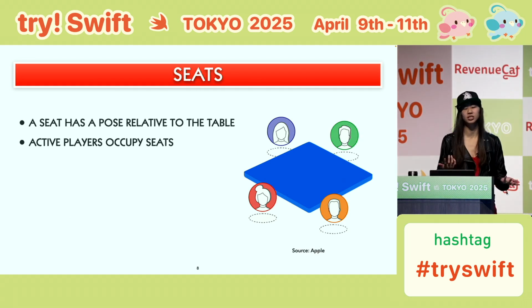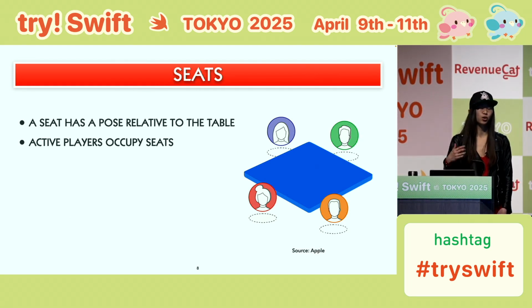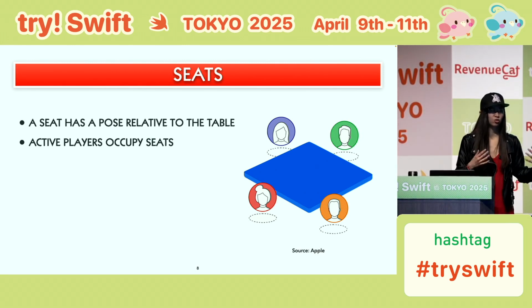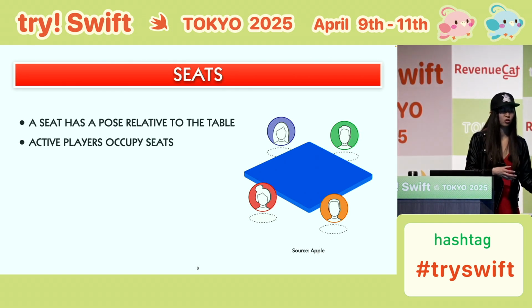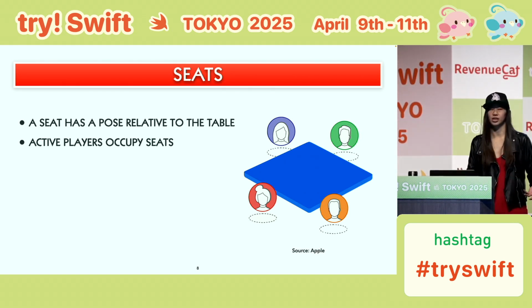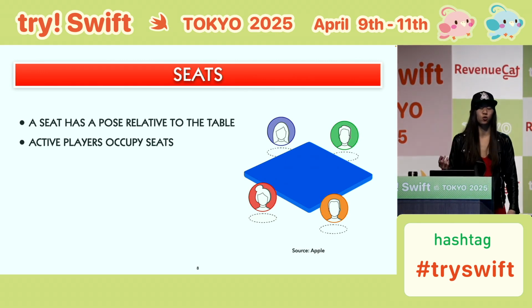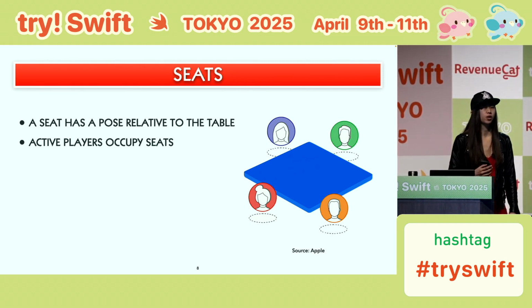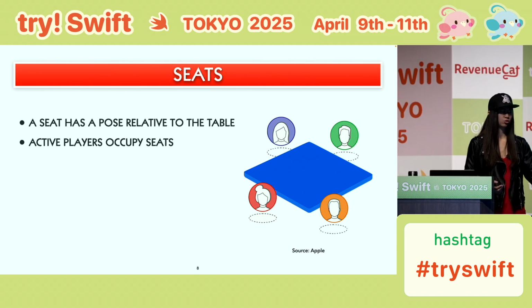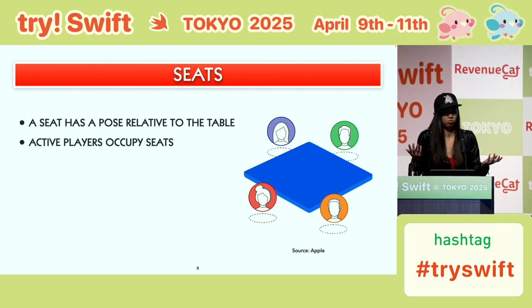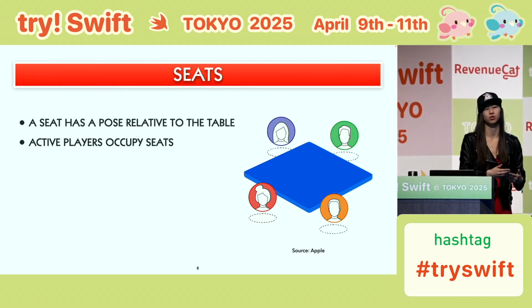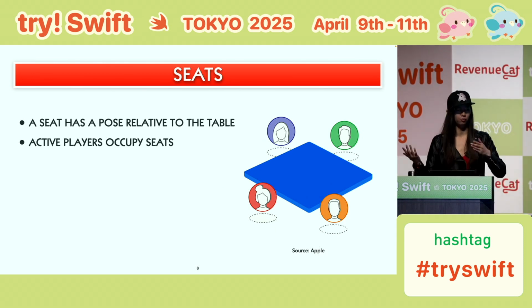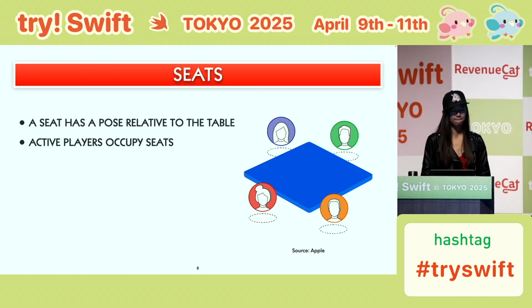Next, we have some seats. A seat has a pose relative to the table, and think of it like we have a physical table. To play a game at a physical table, you have to sit down at the table. So that is our seat. Active players occupy seats, thinking about it in the real world, where you must be sitting at the table to go ahead and play your game. If you were to stand up and walk into the other room, you can't play the game because you're not sitting at the table. So think of it in that real world to visionOS kind of context.